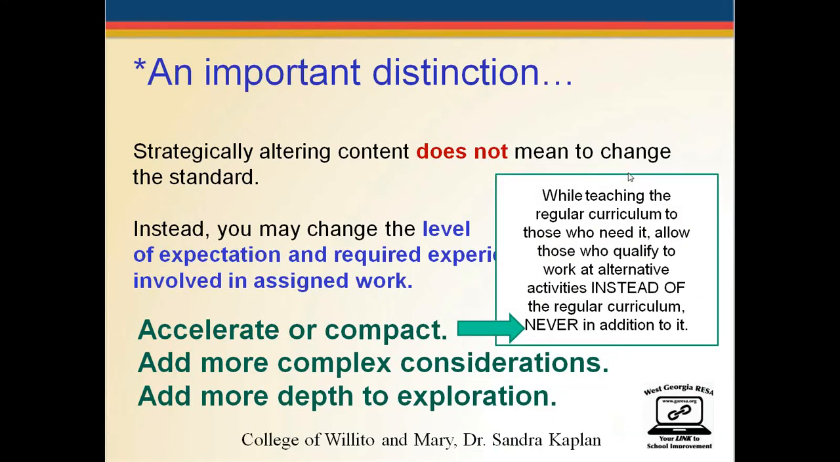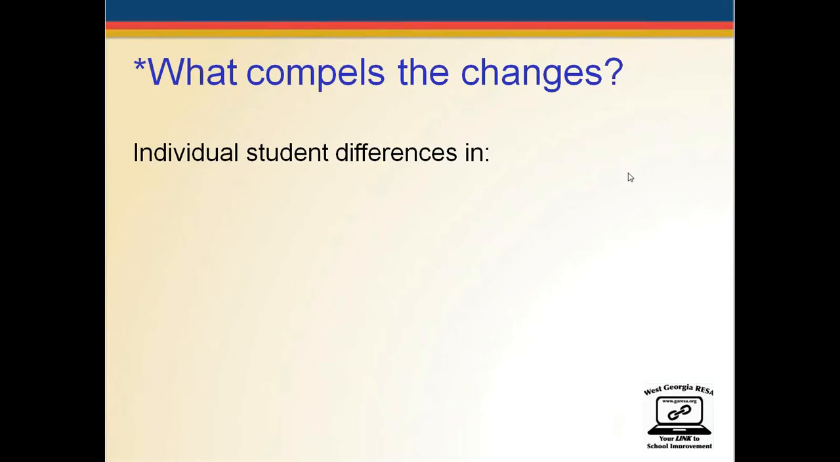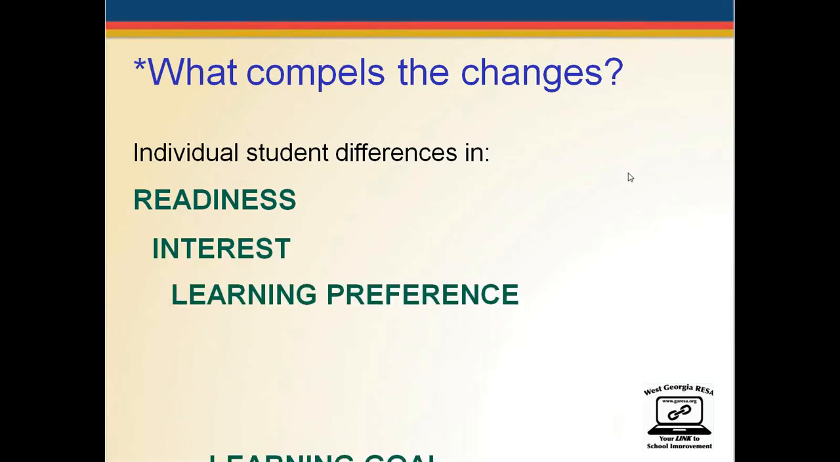So one quick note about gifted students who demonstrate that they need different content, same standards of course, but different content: you wouldn't want to give them extra work and have them do regular work and that extra work. Instead, you would simply have an alternative to regular work. So it's not in addition to. So why are we making these changes? Well, it's because of individual differences in readiness, interest, learning preference, and goal.